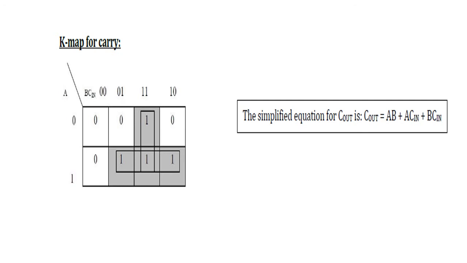Now I am going to group it. So here this is one pair we can group. Similarly this is one more pair and this is one more pair. So that I will get the equation C out is AB plus A C in plus B C in. This is the expression for the carry.